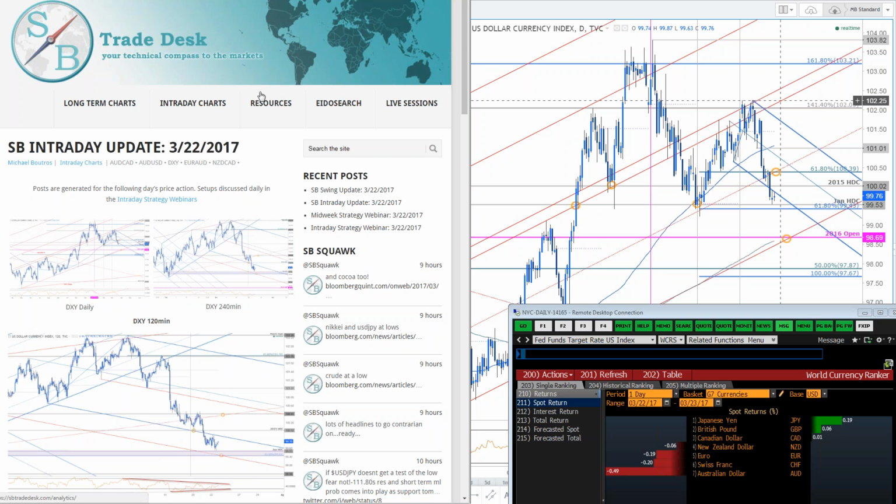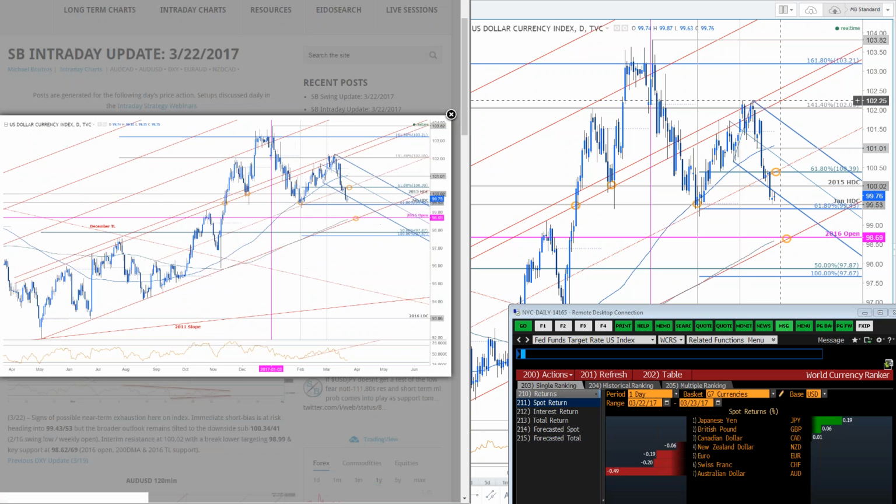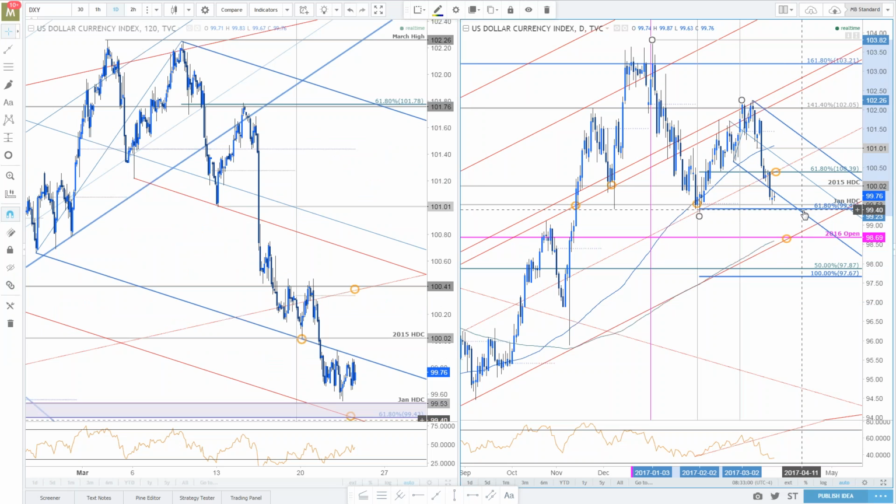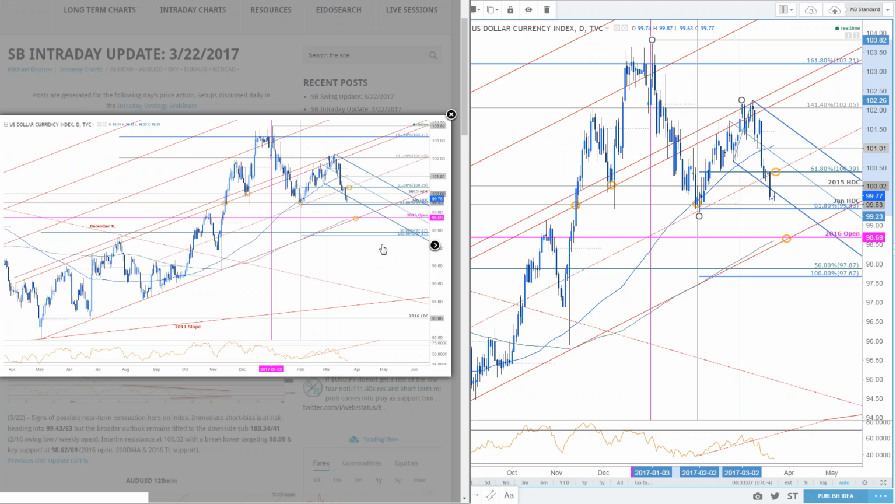Here's what we looked like last night on the dollar index. The basic focus here for the dollar index is 99.53, into the high day close from January, which comes in at 99.53 into 99.43, which turns out to be a nice clean 618 extension from the decline off the highs. So certainly that's kind of where we're sitting right now.